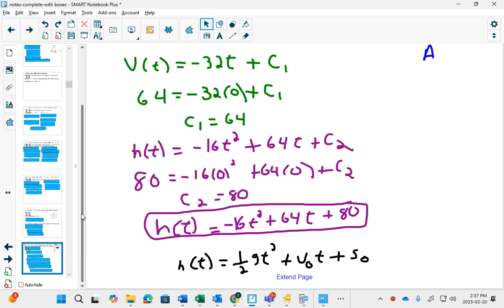Whatever's in the coefficient in front of t, that's always your initial velocity. So in every single problem involving gravity and a ball being thrown up, whatever's in front of this t value is always your initial velocity. And of course, whatever's the constant is going to be your starting point. And this always happens.